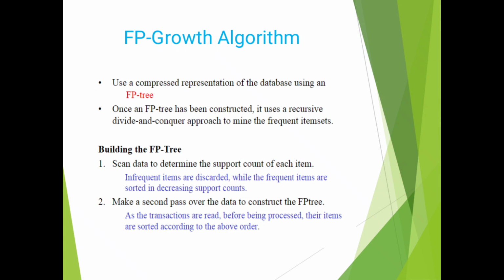This algorithm uses a compressed representation of the database using an FP tree. Once an FP tree has been constructed, it uses a recursive divide and conquer approach to mine the frequent itemsets. The two steps of building an FP tree: first, scan data to determine the support count of each item. Infrequent items are discarded while the frequent items are sorted in decreasing support counts.